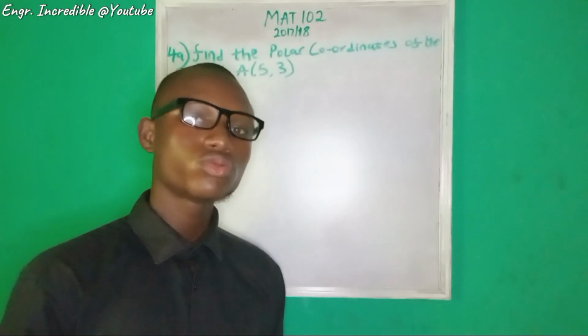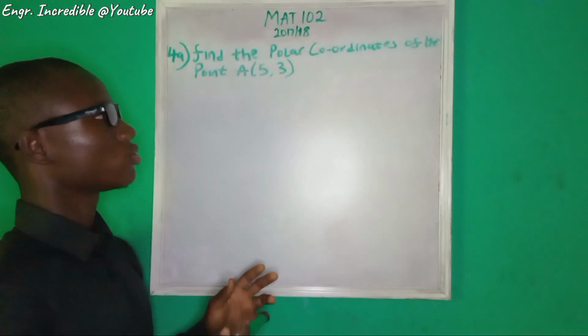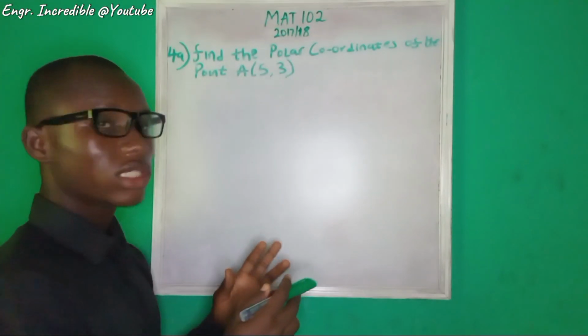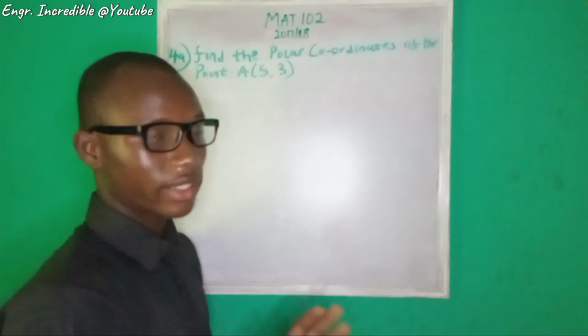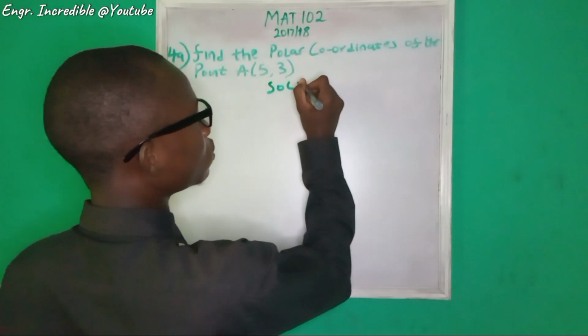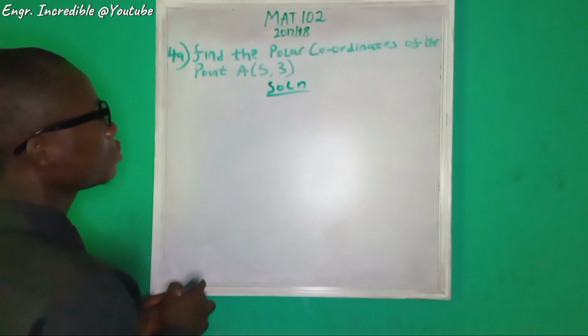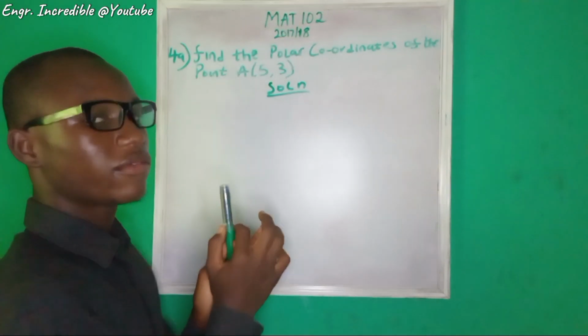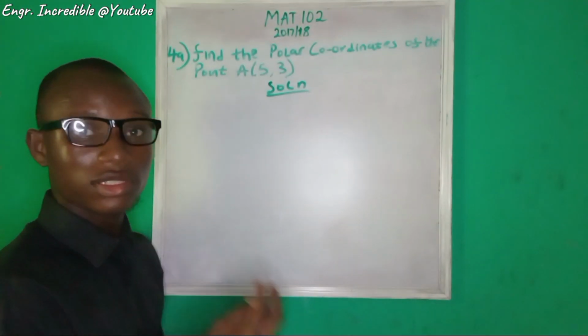So now the question 4a of this particular past question says find the polar coordinates of the points A (5, 3). Now this is pretty simple. So solving this here, what you just have to do is find the resultant, then find the angle, then put them in the polar form.